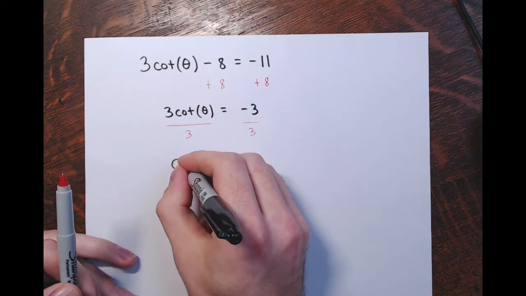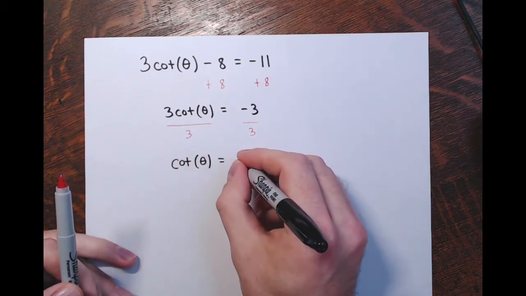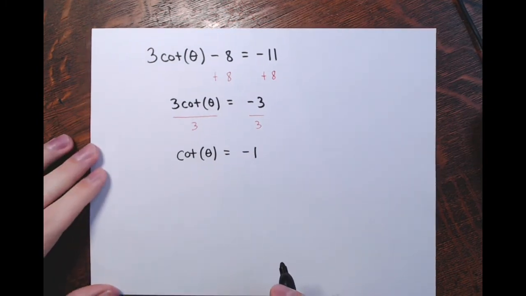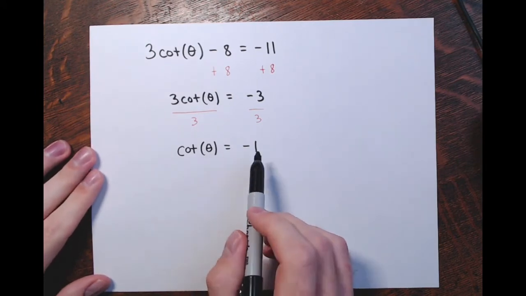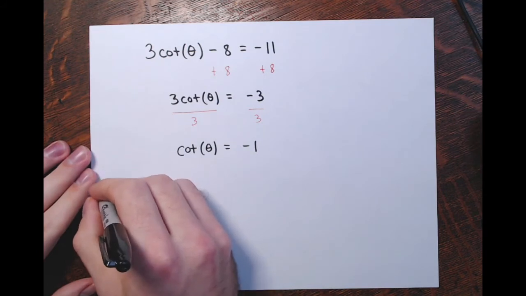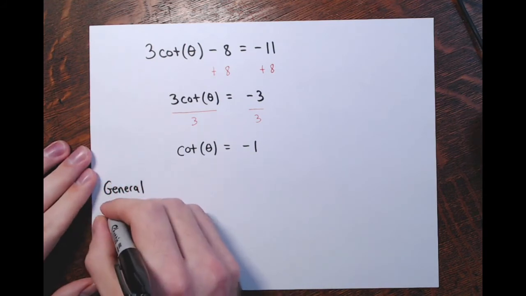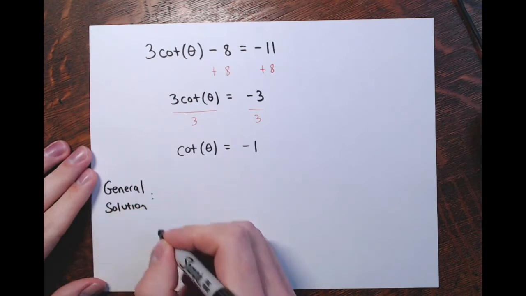So I have the cotangent of theta equals negative 1. Alright. So what I'm going to do next, there are infinitely many angles that have a cotangent of negative 1. So I'm going to state all those. I'm going to describe all the infinitely many solutions to this equation. I'm going to write the general solution.